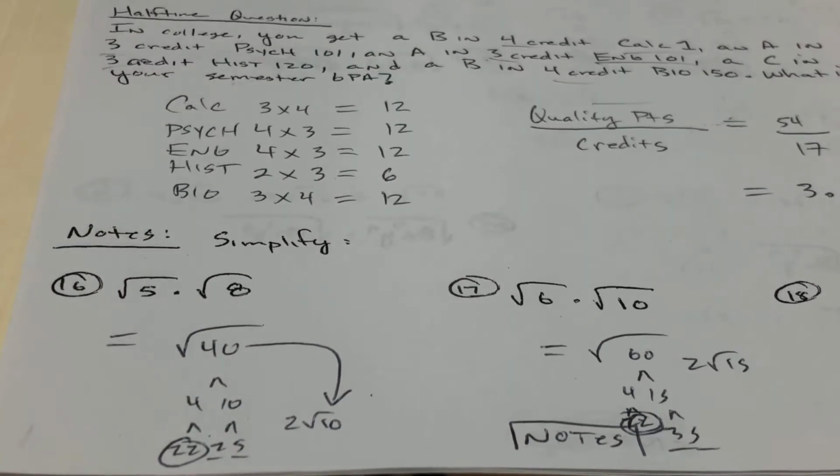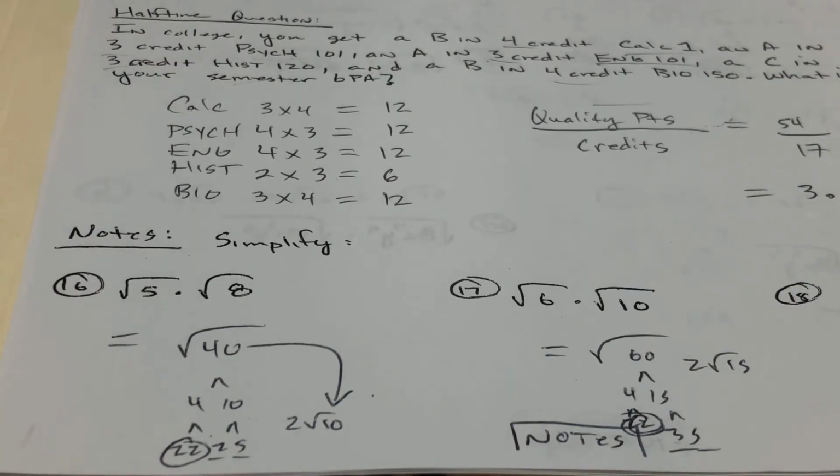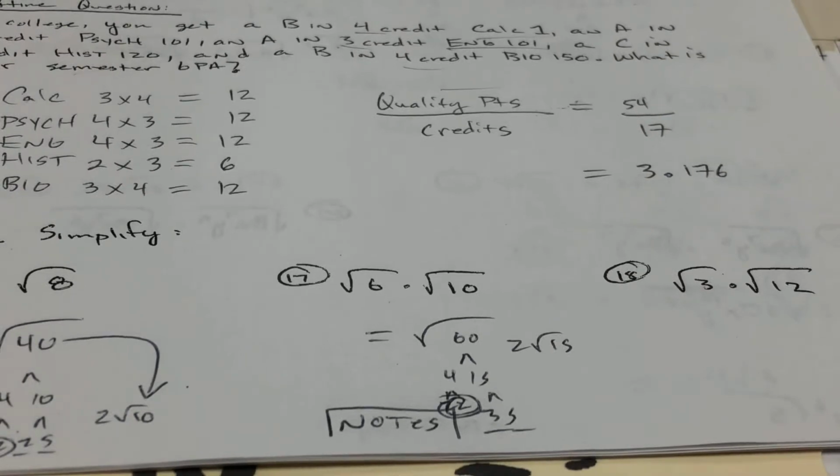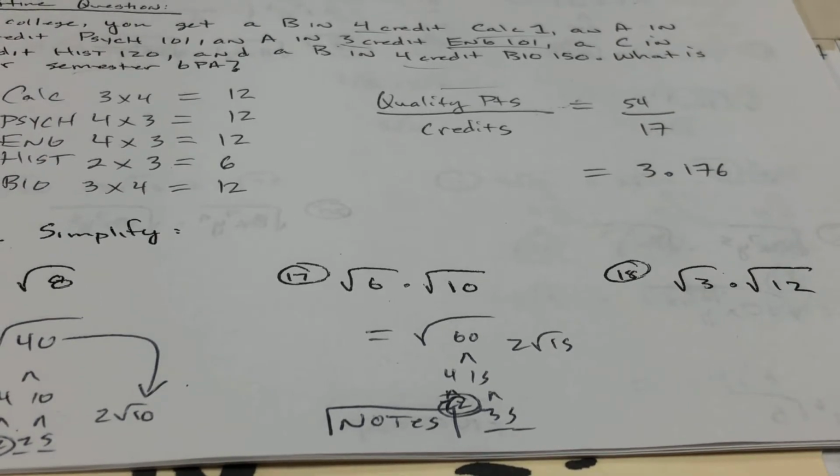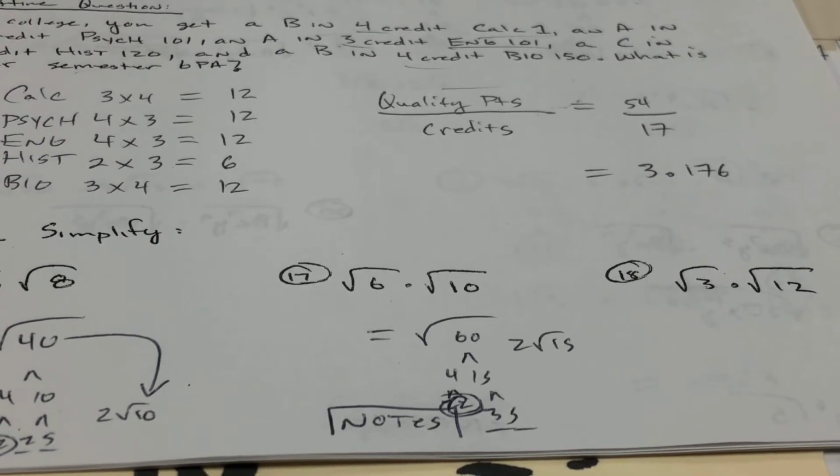Little tidbit on how you can do that for college. I can do the square root of 5 times the square root of 8. It's the square root of 5 times 8, 40. 40 is 4 and 10. 4 is 2 and 2. 2 root 10. Square root of 60, because it's 6 times 10. 60 is either 6 and 10 or 4 and 15. 4 is 2 and 2. 15 is 3 and 5. 2 root 15 is your final answer.